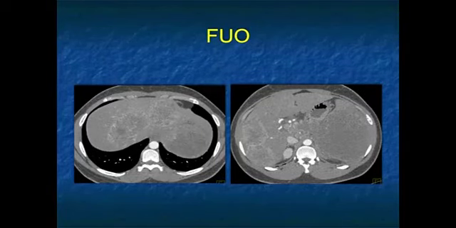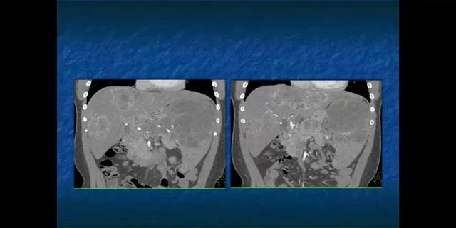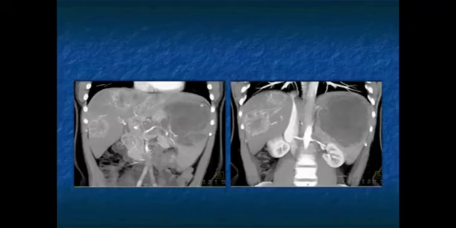Fever, again, splenic lesions, spleen enlarged. Multiple liver lesions, which are in part vascular. You also see nodes in the peripancreatic region. The liver and spleen are enlarged with multiple lesions present.